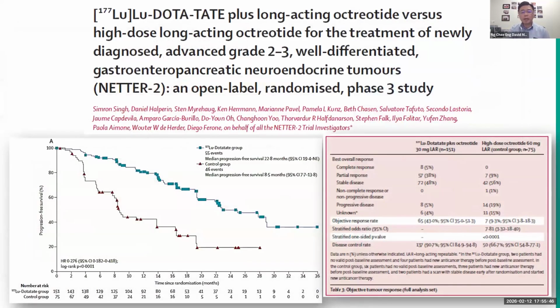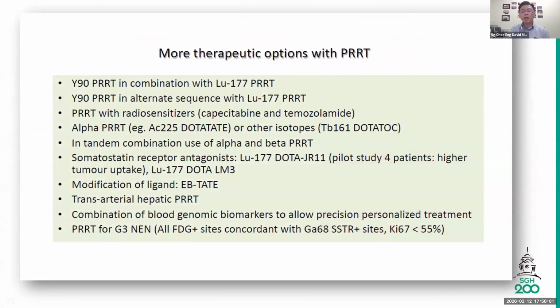This was followed by the NETTER-2 trial, which used the same therapy for more advanced grade 2 to 3 neuroendocrine tumors. And again, it showed a good, favorable response. So with this concept of theranostics, people have thought about how we can improve this PRRT.